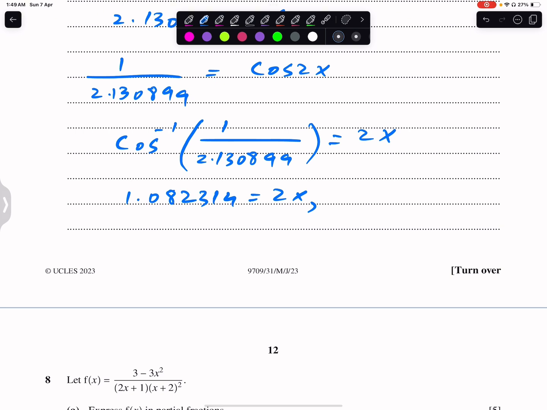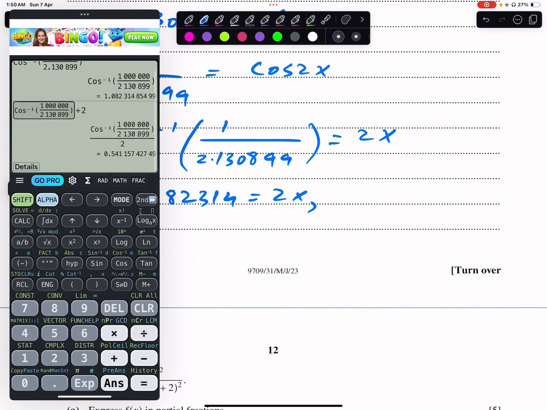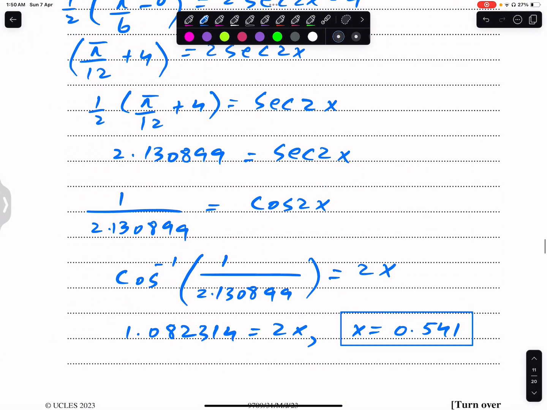And now divided by 2 to get x is equal to 0.541 up to 3 decimal places. So this is the value of x.